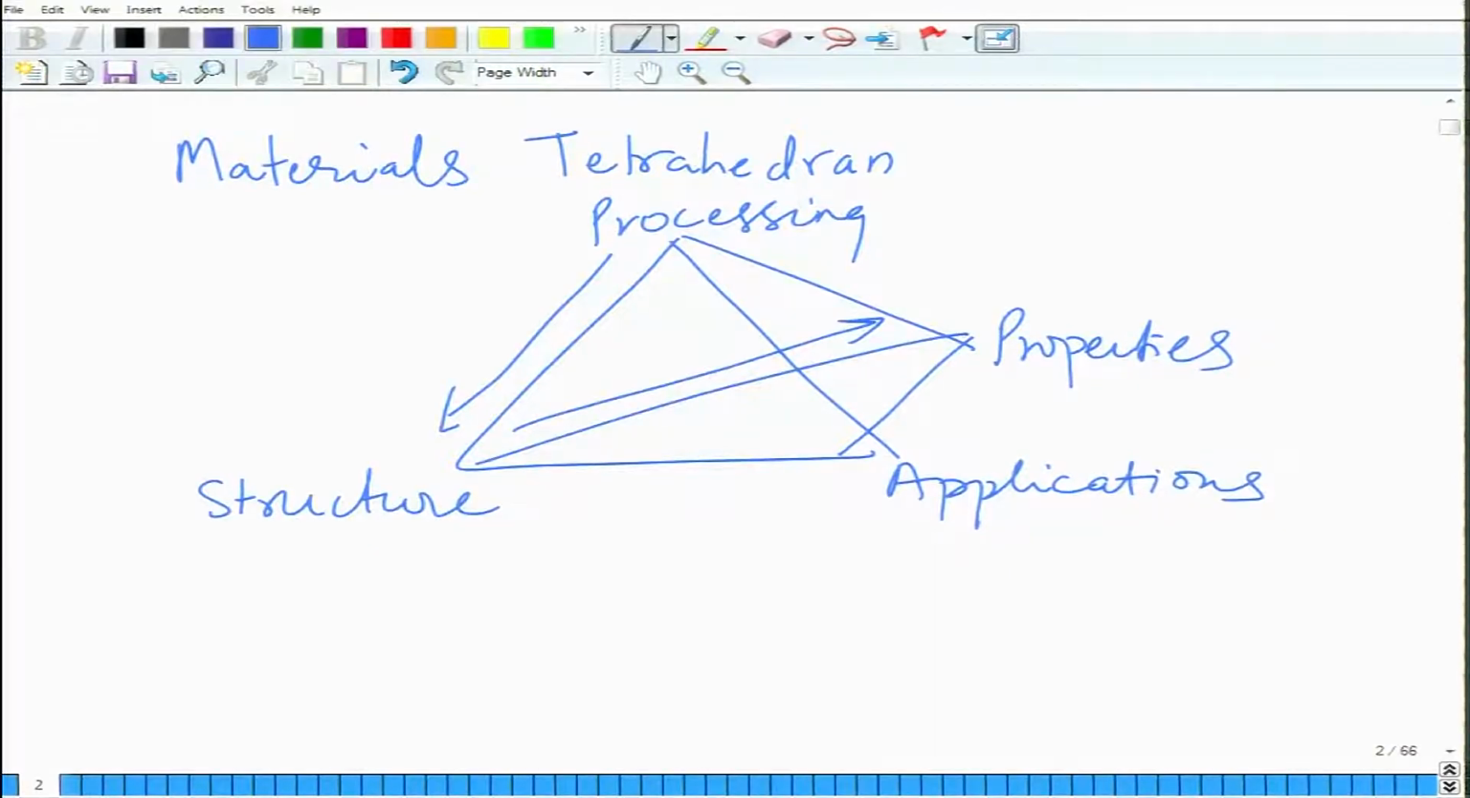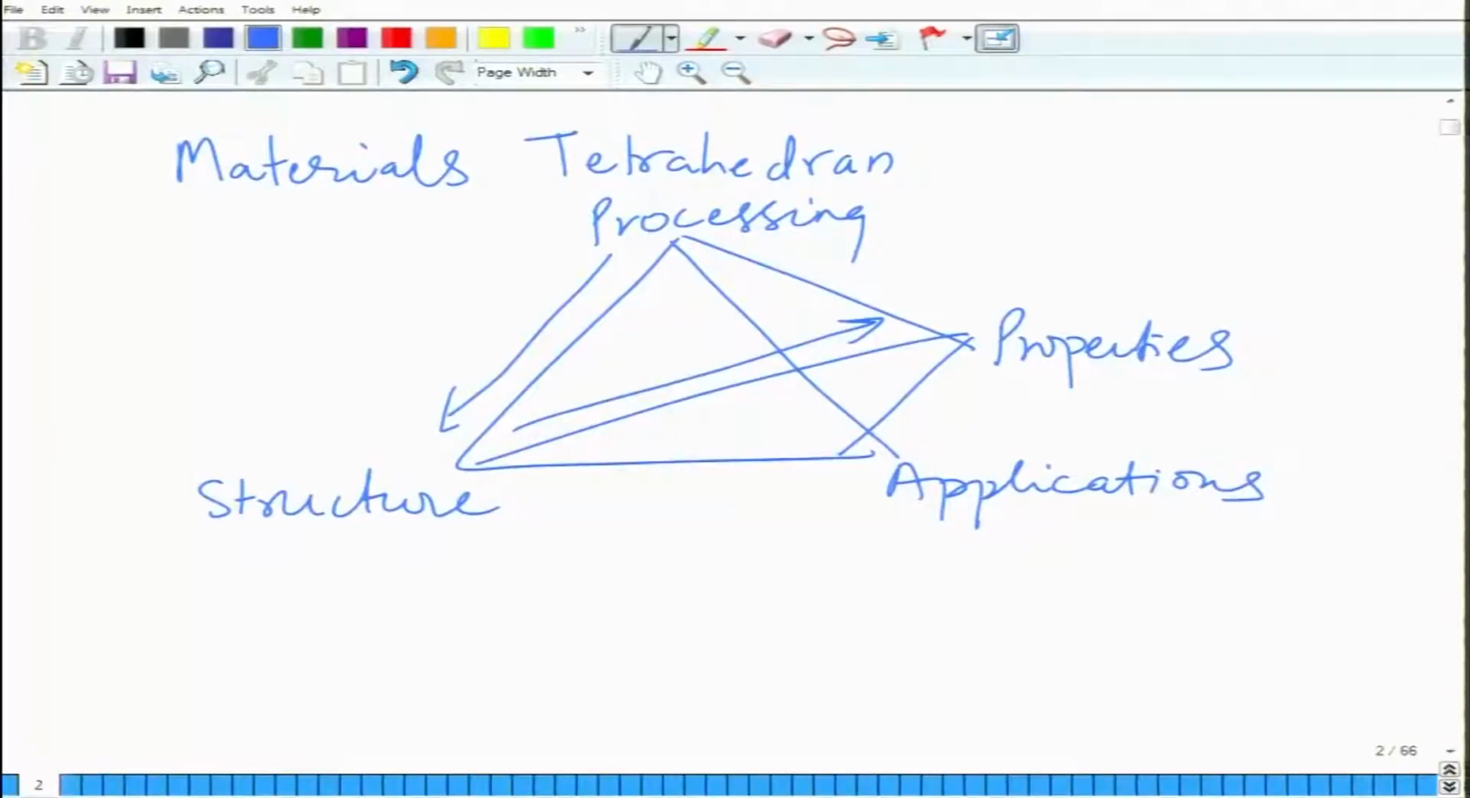Crystal structure is normally something which doesn't change significantly until you do some special kind of processing like non-equilibrium processing. So under most processing methods, the crystal structure doesn't alter. The phase fractions may alter, and the microstructure may alter, which will give rise to change in the properties, and that will affect the applicability of the material. So this is how these things are related. Processing is also related to applications because processing is related to cost and ease of processing and manufacturability. So this tetrahedron basically shows you interrelation between four important aspects of materials engineering.